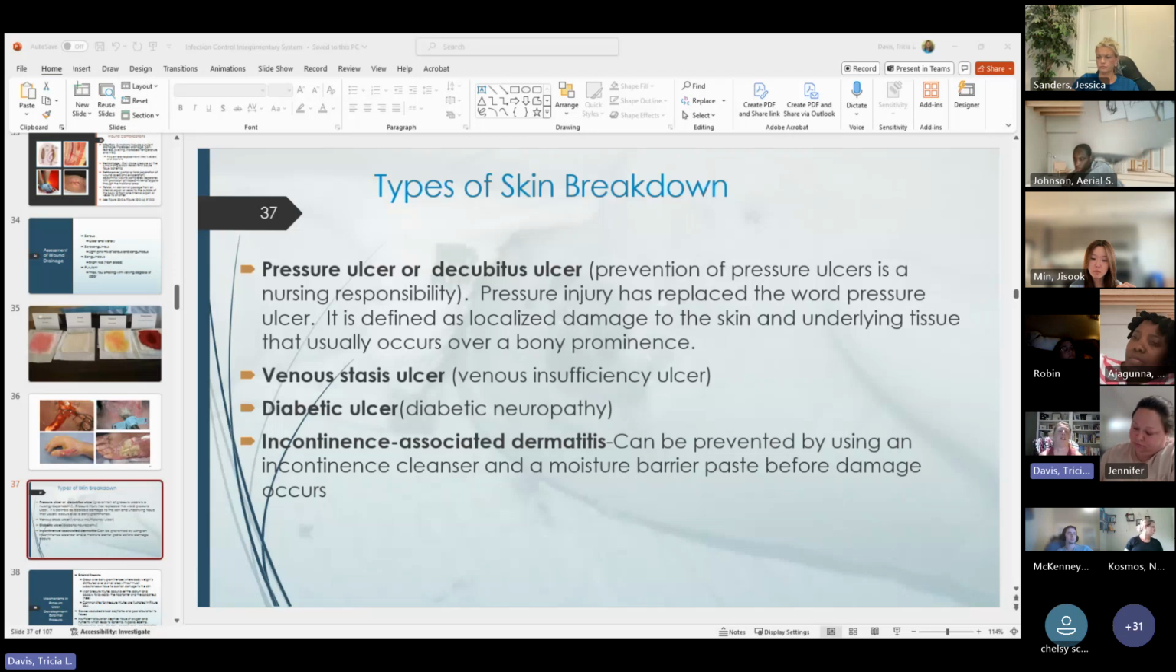We have diabetic ulcers that also develop in our patients that have diabetic neuropathy. It can just develop because of any type of little skin breakdown. Even just a little hangnail can cause a diabetic ulcer to develop in these patients. And then we have what's called incontinence-associated dermatitis. So again, this is something that is preventable. Nurses and techs are going to be responsible for preventing this. So this is recognizing those patients who are incontinent and using good cleaner on them, putting a moisture barrier to protect that skin from breaking down, and making sure that we're keeping them dry all throughout your shift.